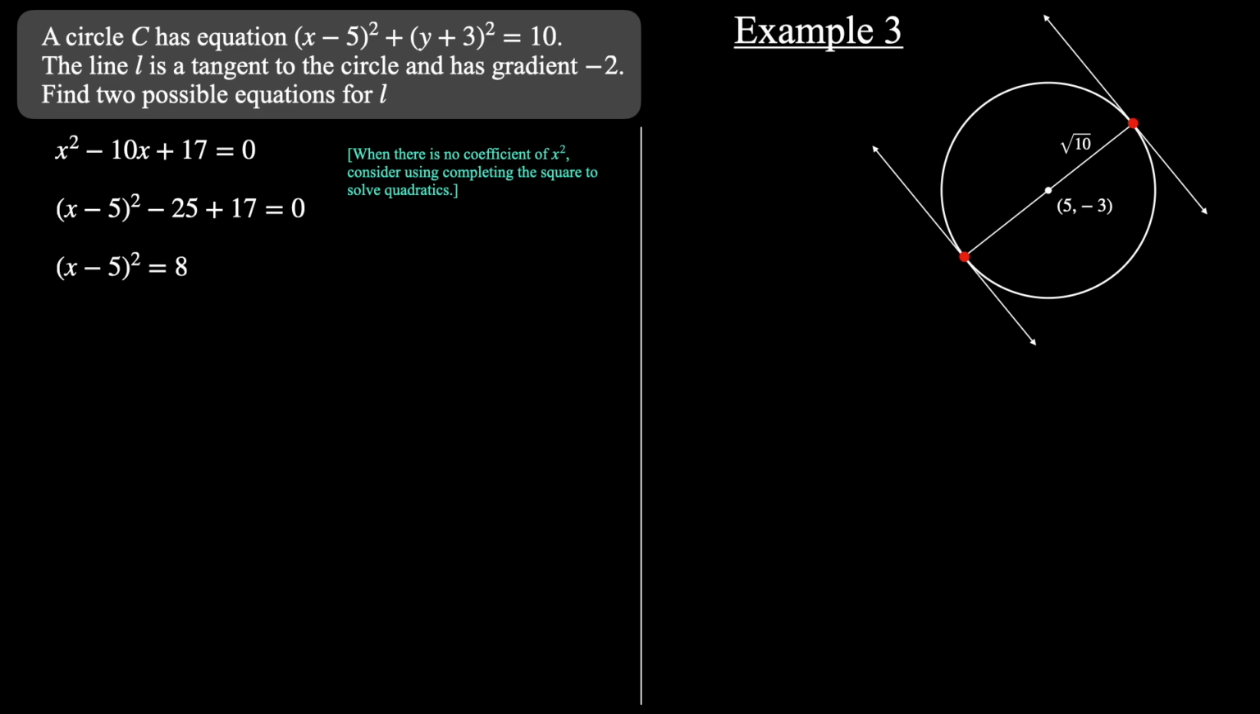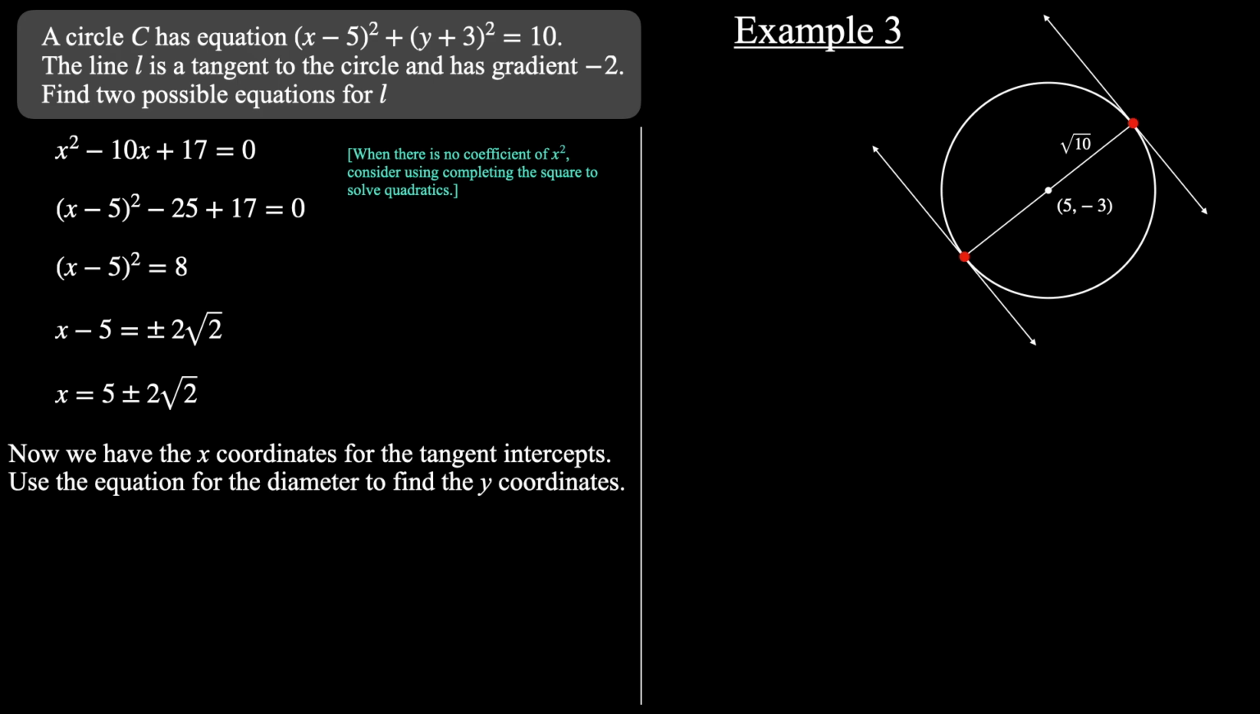Take the square root of both sides. So we have x − 5 equal to plus or minus 2√2. So I've taken the square root and also simplified that surd in one step. So the square root of 8 is the same as 2√2. And then add the 5 to the other side, and we have x equal to 5 plus or minus 2√2. So after all of that, I have the x coordinates for where this diameter intersects the circle and also where the tangents intersect the circle. I also need the y coordinates.